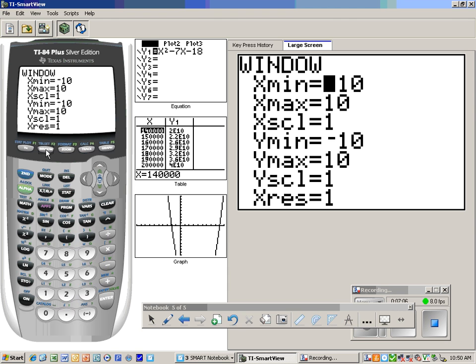Because I know the vertex of the parabola is off the bottom of my screen, I only need to adjust the Ymin number and possibly the Y scale if the distance between Ymin and Ymax is fairly large. Let's try making Ymin -20 to see if that works.